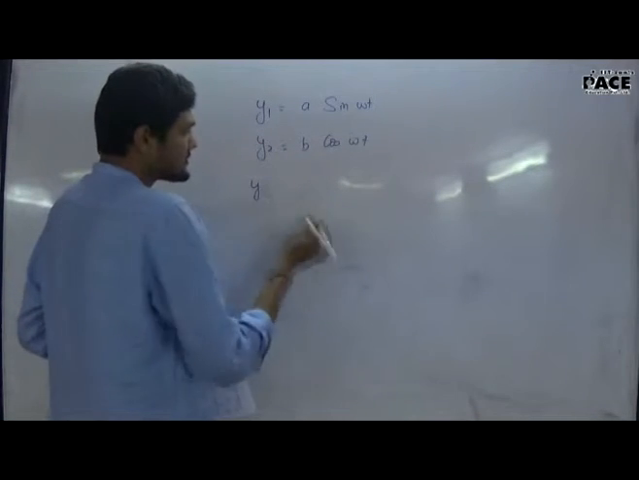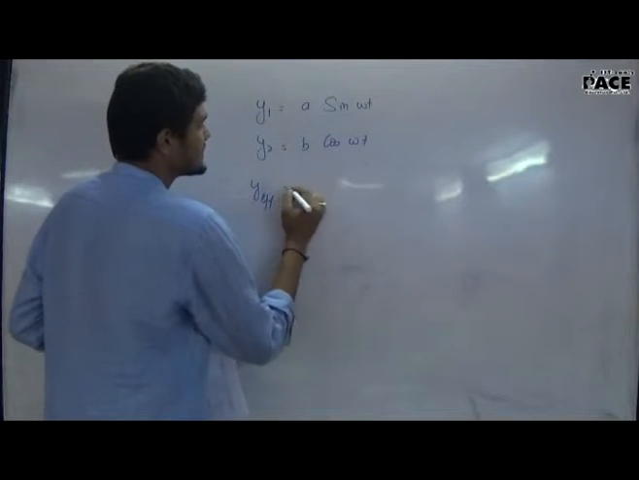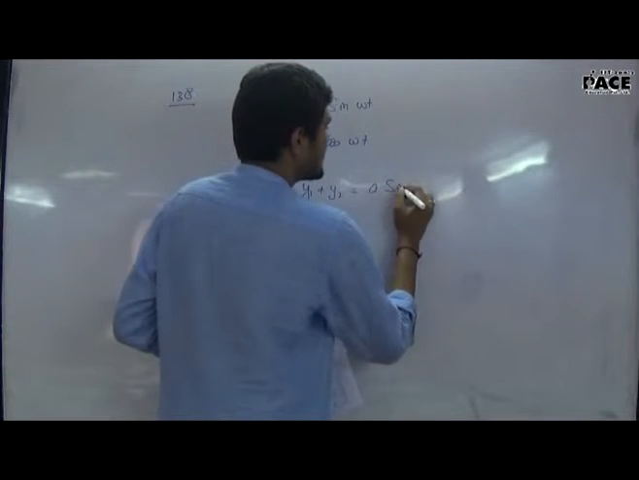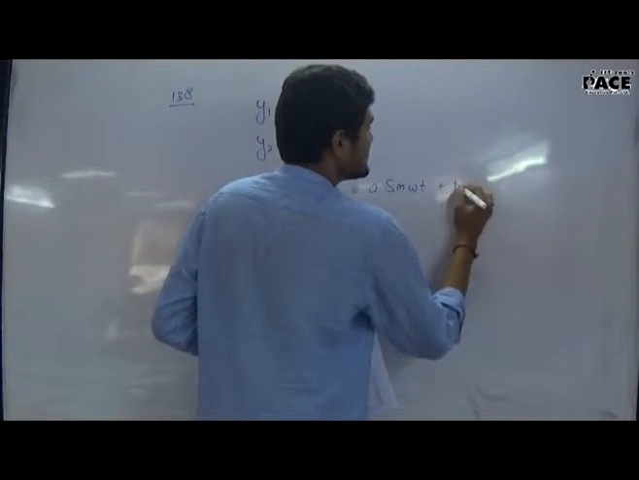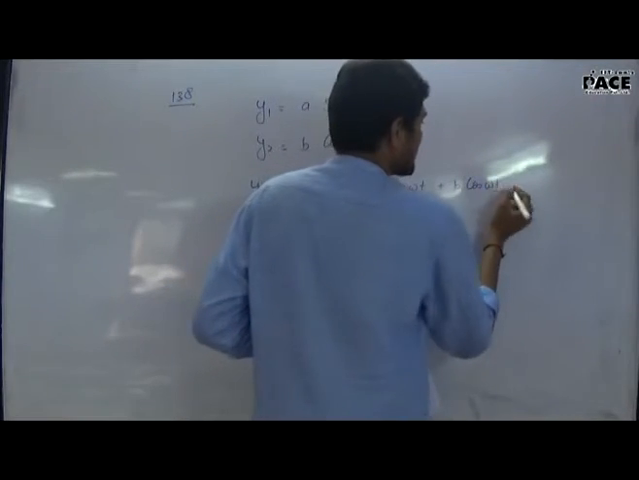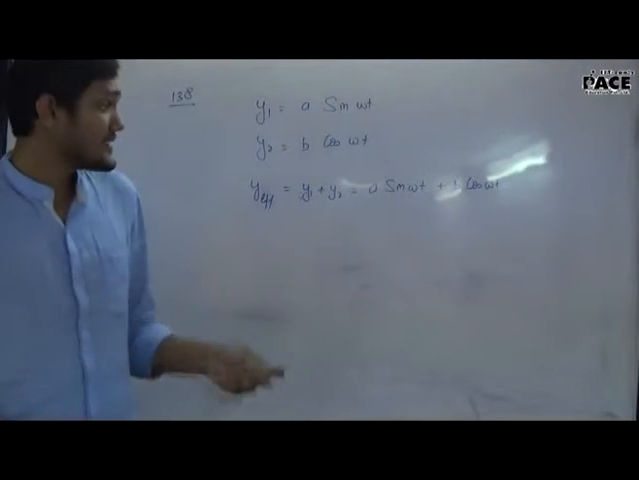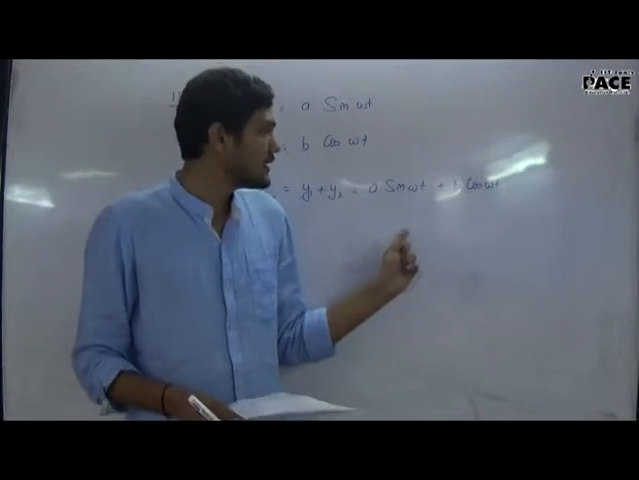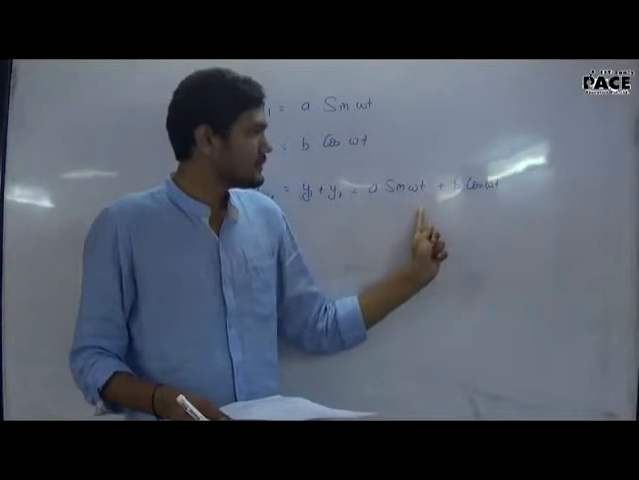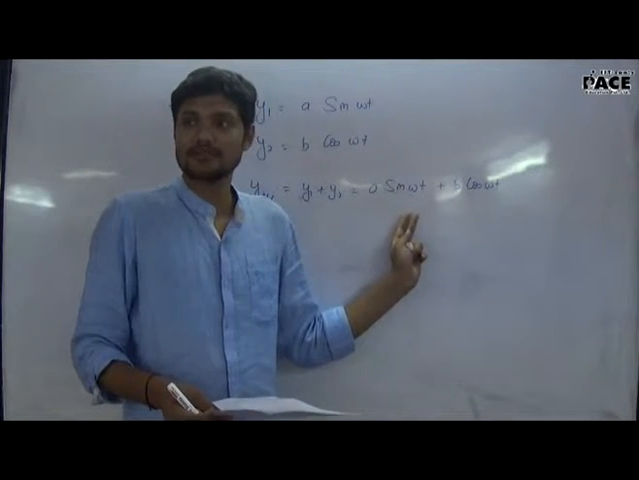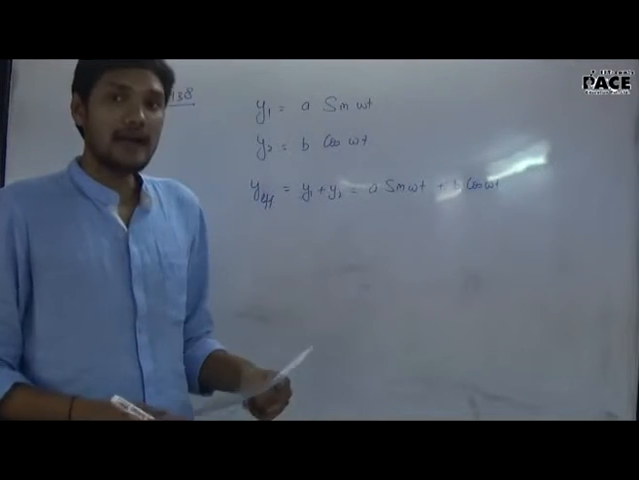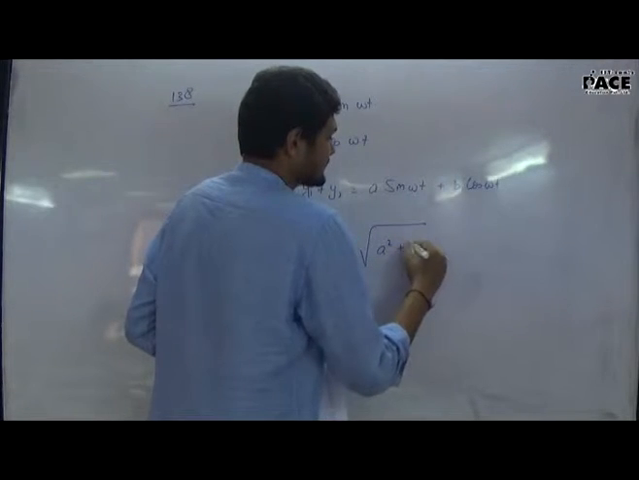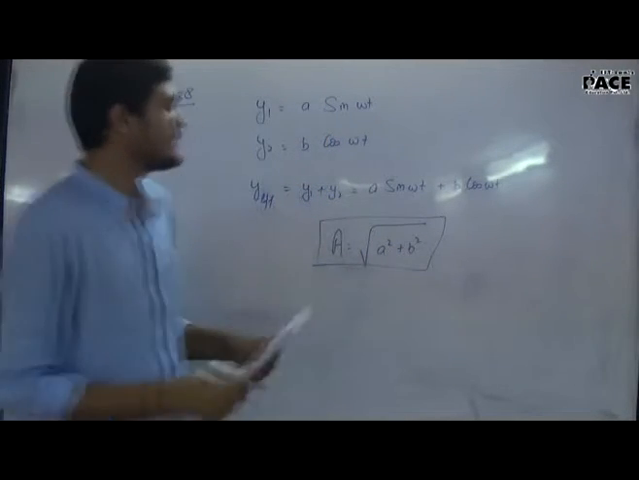We know from the principle of superposition, y effective is nothing but y1 plus y2. So we can write it as A sin omega t plus B cos omega t. As we know, a linear combination of two sinusoidal waves is also a simple harmonic motion. So this will also form a simple harmonic motion, and it has an amplitude of root over a square plus b square. From trigonometric simplifications, we can arrive at this value.